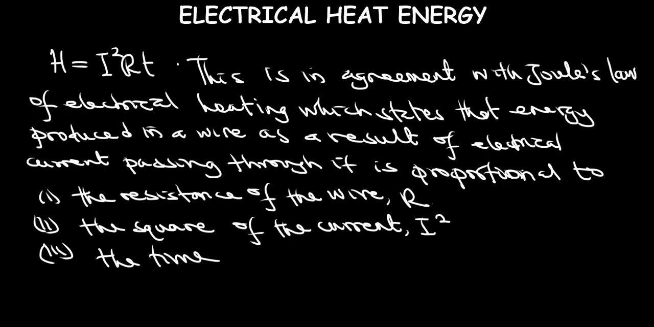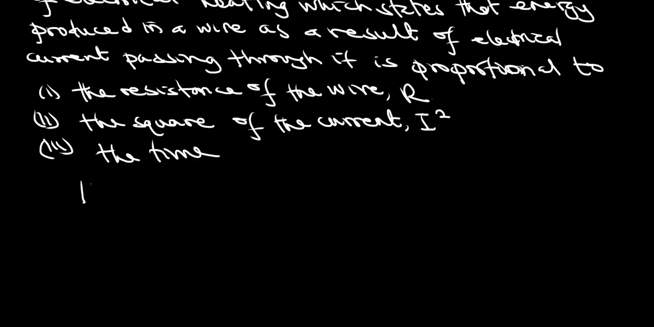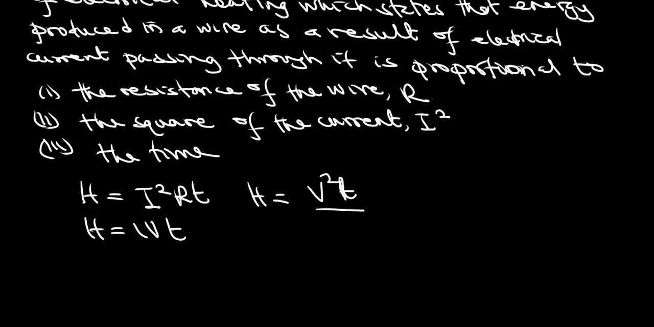And that's why you can see in that relationship that H is equal to I squared RT. And from Ohm's law, we could see that H is equal to IVT, and also that H is equal to V squared T over R, which is equal to PT.